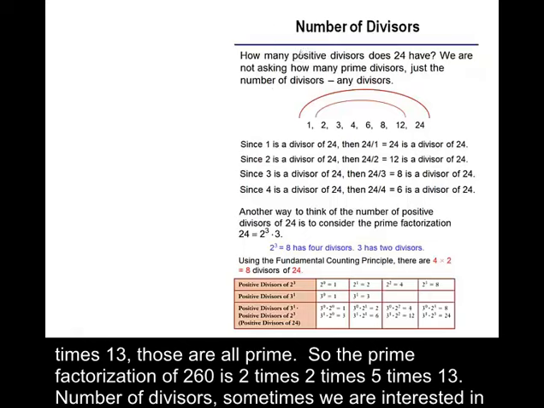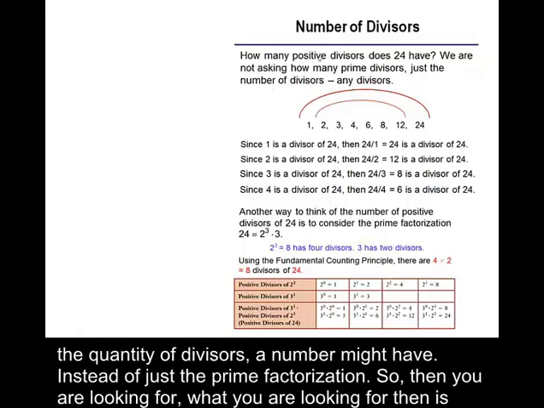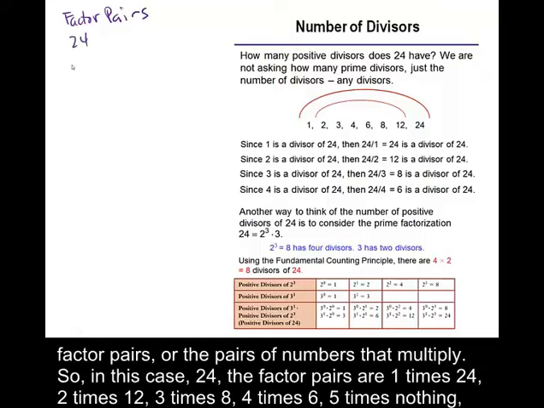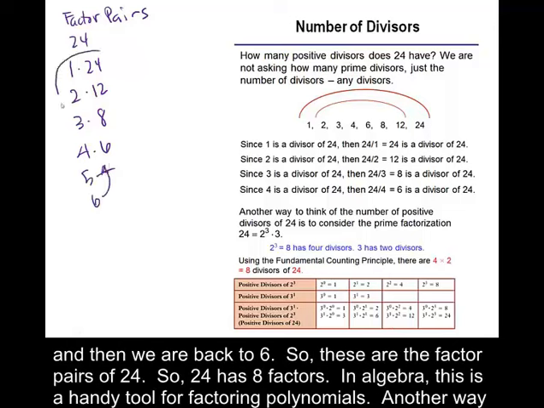Number of divisors. Sometimes we're interested in the quantity of divisors a number might have instead of just the prime factorization. So what you're looking for then is factor pairs, or the pairs of numbers that multiply. In this case, for 24, the factor pairs are 1 times 24, 2 times 12, 3 times 8, 4 times 6, 5 times nothing, and then we're back to 6. So these are the factor pairs of 24, and so 24 has 8 factors.